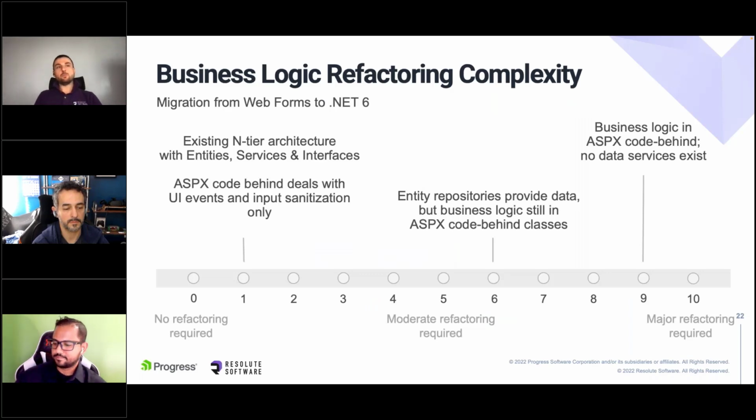So I wanted to finish this section by showing another scale here. This time, this is the refactoring complexity scale. What we see here is that typical N-tier architectures have varying degrees of refactoring challenges, or refactor and reuse ability, when modernizing from legacy web forms to modern .NET. Sorry, the best case scenario is where very little refactoring is needed because your N-tier architecture is already there with entities, services, and interfaces, and those get migrated directly to modern .NET.